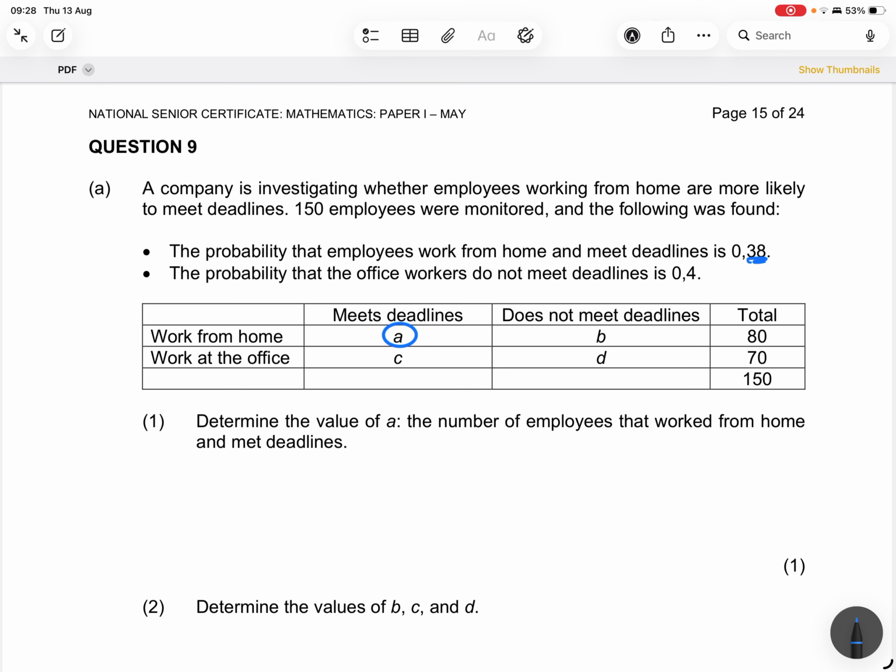And we know, in this case, they said to us the probability that someone worked from home and meets a deadline is 0.38. So meaning that the probability that someone works from home, that's A, divided by the total number of the population size, which is 150, is going to be 0.38. So what would be our value for A? That would be A is 150 times 0.38.